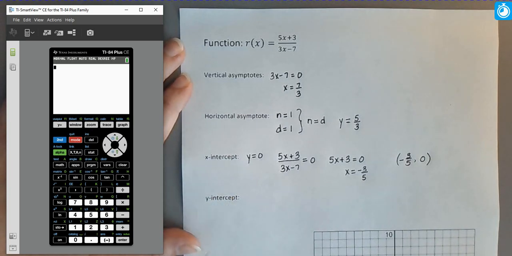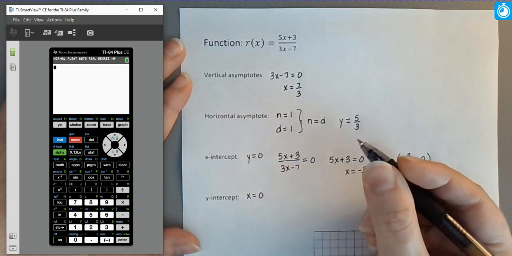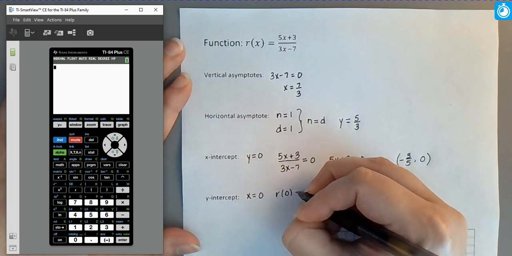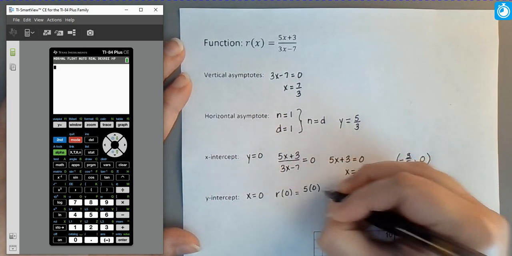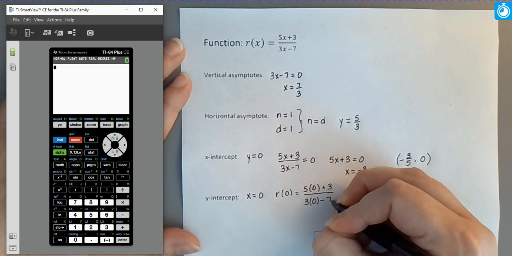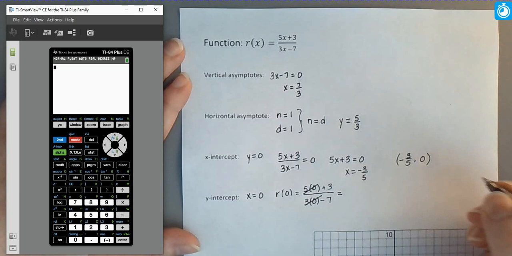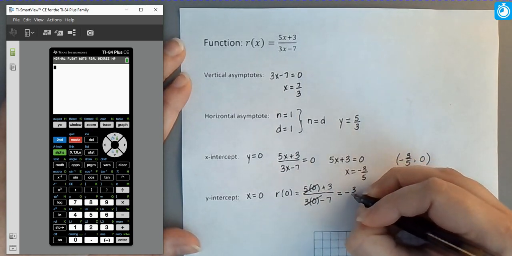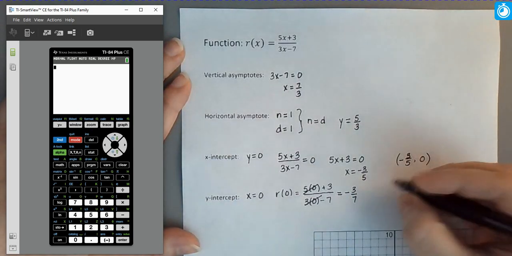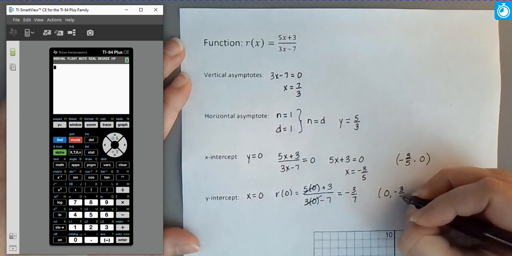And then I also want to finish up by finding the y-intercept. So we're going to let x equal 0, which means using function notation, we're going to replace x with 0. We're going to evaluate r of 0, which means substitute 0 in place of x, and then simplify from there. Okay, so in this case, my first two terms go to 0. So I'm left with 3 divided by negative 7, or negative 3/7. This is going to be the y-coordinate of my y-intercept. So my y-intercept is the ordered pair 0, negative 3/7.